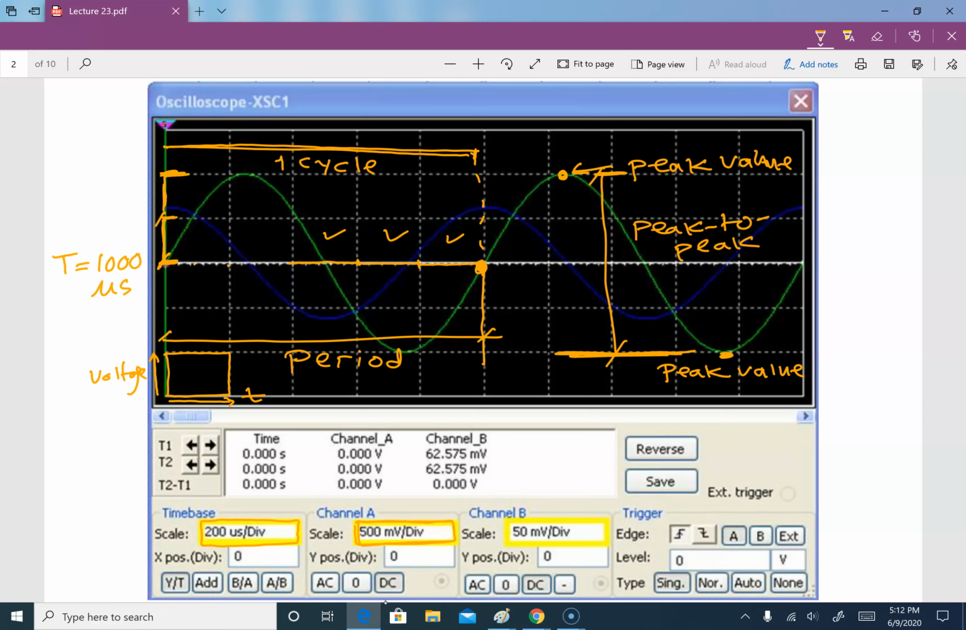Then we can say that the peak value of this sinusoidal waveform is 1 volt. The peak to peak value is 2 volts, because I have 1 volt here and another volt over here. So peak to peak is 2 volts.